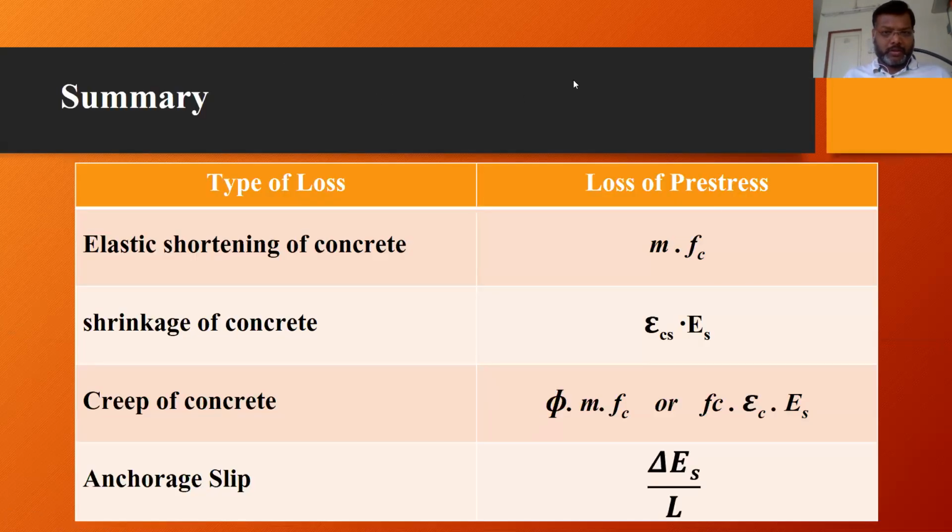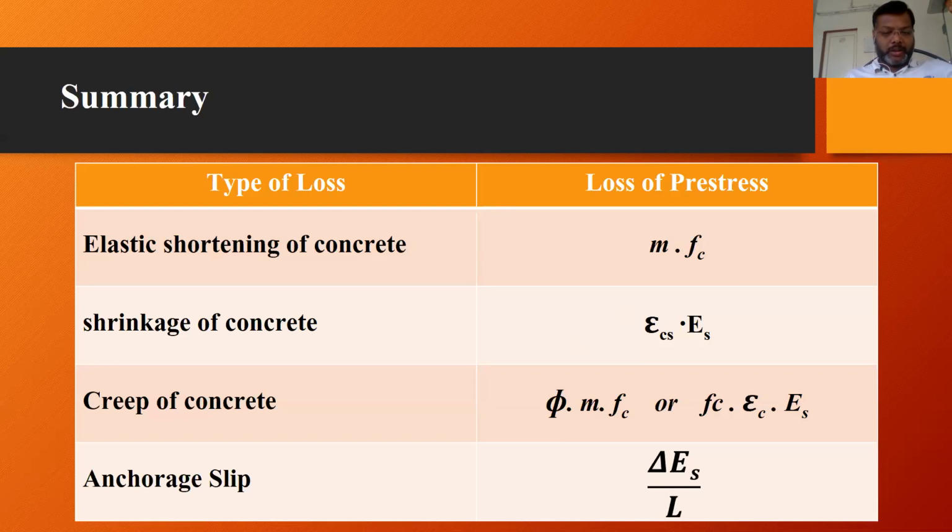In the last lecture, we discussed the different types of losses. Mainly, the type of losses like elastic shortening of concrete. Whatever loss is happening due to the elastic shortening of concrete has some effect on the prestressing force that we have applied, and that can be calculated by using the equation m into fc, where m is the modular ratio, which can be calculated using the relation Es by Ec, that is modulus of elasticity of steel to the modulus of elasticity of concrete. By using this we'll be able to find out the modular ratio m.